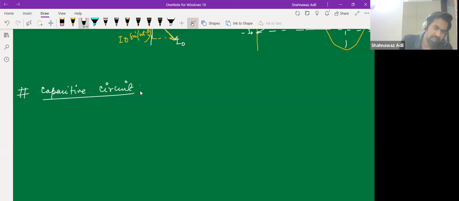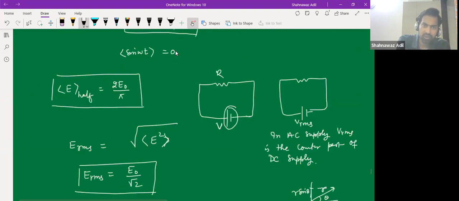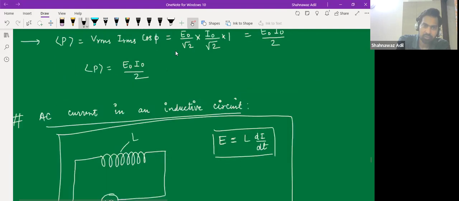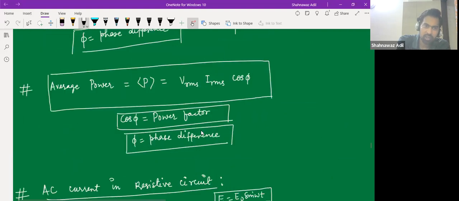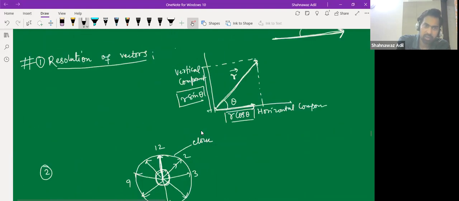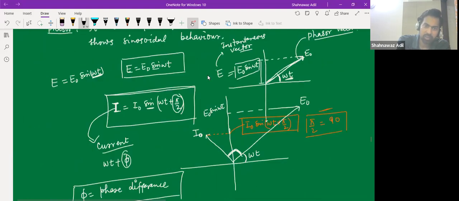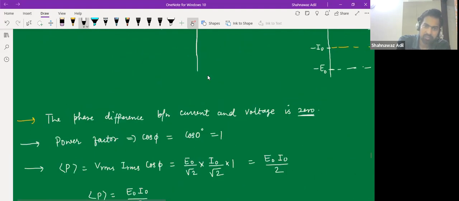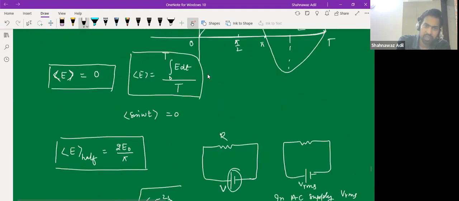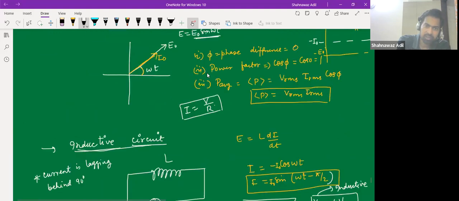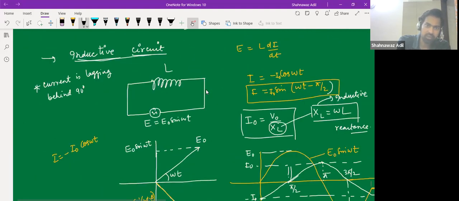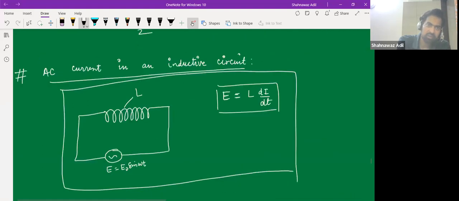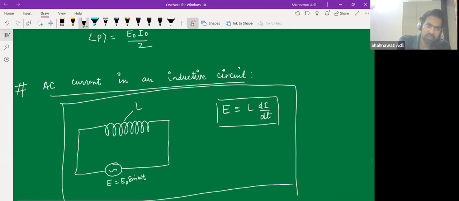So this was the last thing that we were doing, right? Where was that? Did I complete this capacitive? Oh, so I just started the... which class?